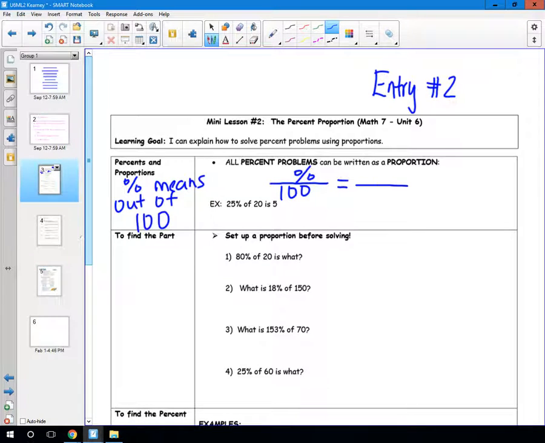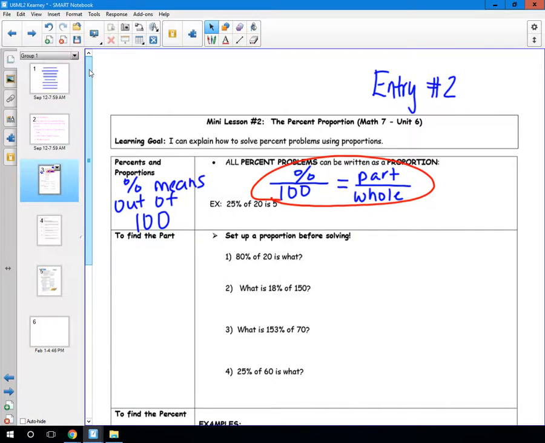And that equals, if you're talking about the 100, that represents the whole. And the percent represents the part. Okay? So this is our super mega important proportion that we're going to use today. Percent over 100 equals part over whole. And you're going to need to sear that in your brain because we're going to use that the rest of the year. Okay? Percent over 100 equals part over whole.